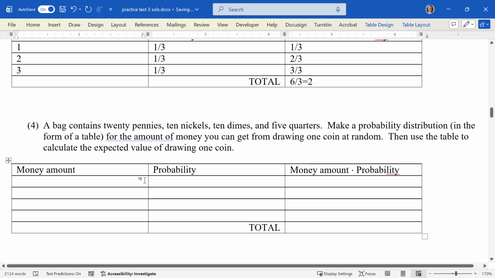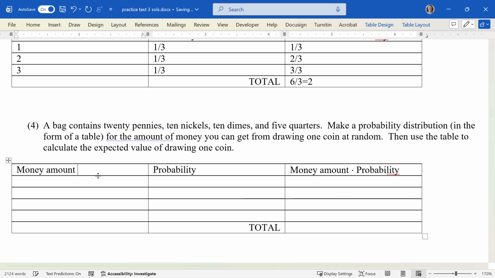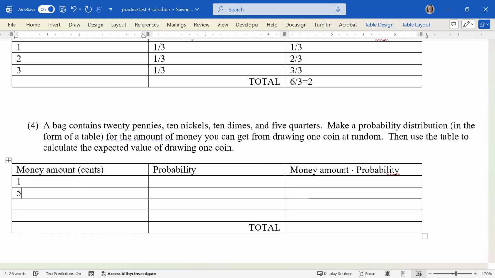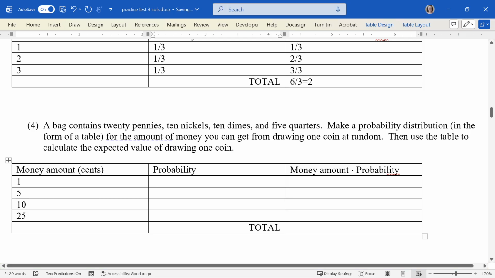Okay. So the different money amounts we can get are, let's do this in cents because that'll be easier than dealing with decimal places. So a penny is 1 cent, nickels are 5 cents, dimes are 10, and quarters are 25. And now what is the probability of each of those things?